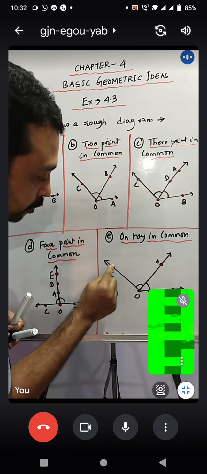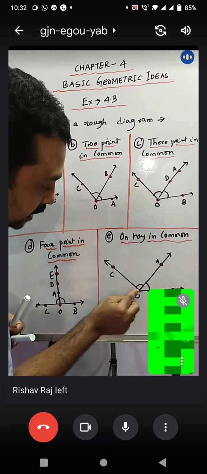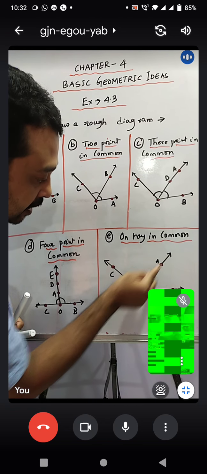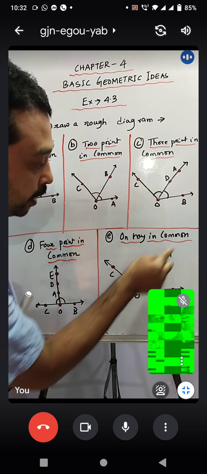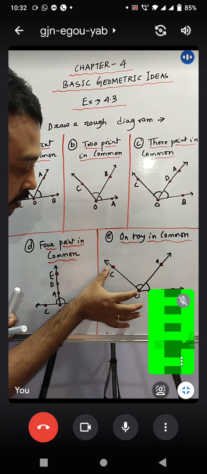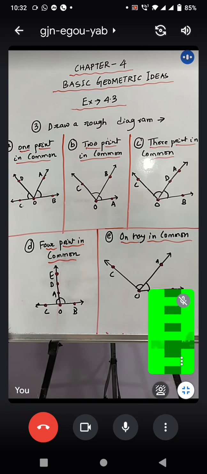Now see, if I consider these two angles, this is the common ray. This is the common ray for this angle also, and for this angle also. So both these angles are sharing this line. Okay, and this is a ray, the starting point is there and no ending point is there. So this is the common ray for this angle and this angle. So these are the required drawings for question number 3.